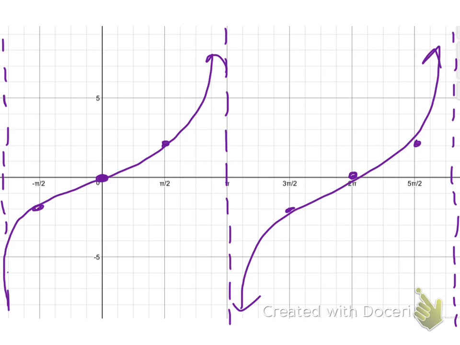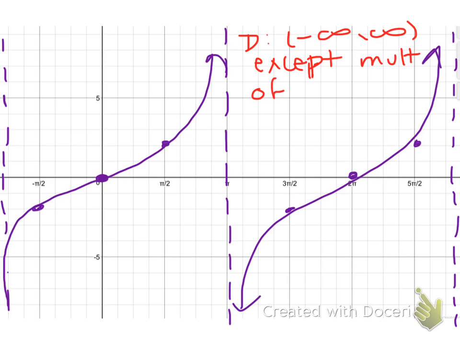Domain and range are a little bit tricky. Again, we have exceptions. So the domain is negative infinity to infinity, except multiples of odd pi. So the asymptotes were at negative pi, positive pi, and 3 pi. Next time it would be at 5 pi and so on. Our range will be negative infinity to infinity. So that's all for today. We'll practice tangent tomorrow.